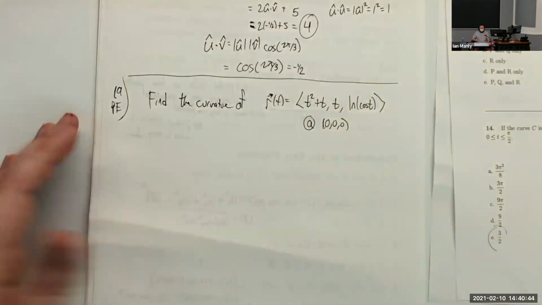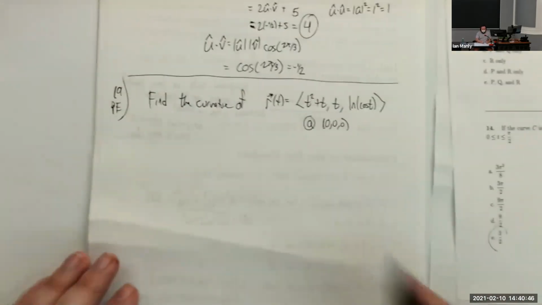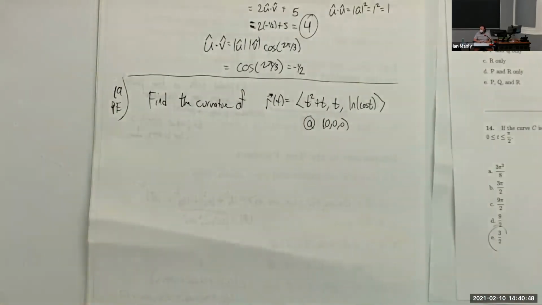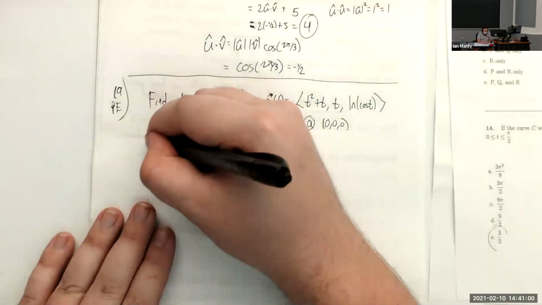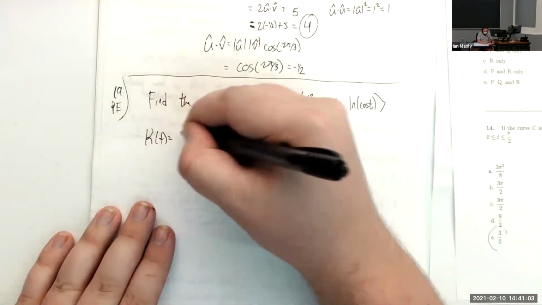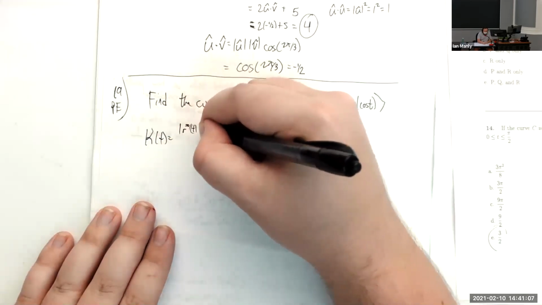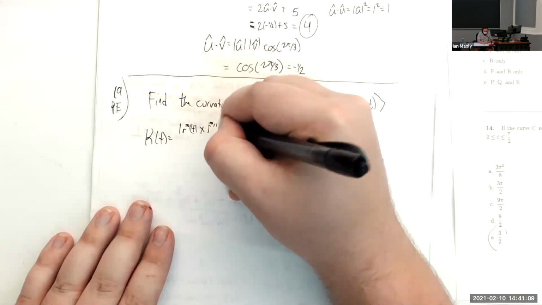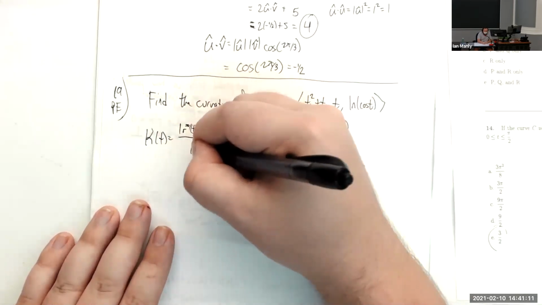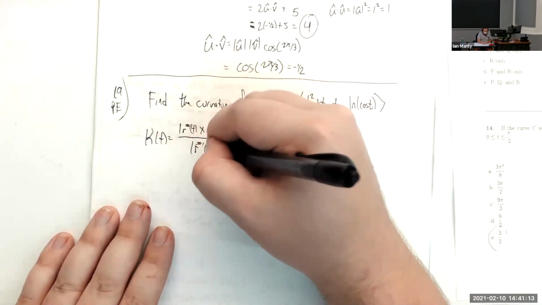All right, so let's go ahead and do the curvature here. Now, when they just give you what R is, and they don't ask you to find the unit tangent vector or anything in addition to this, I would just use the R prime cross R double prime formula. So kappa of t is going to be the magnitude of R prime of t crossed with R double prime of t divided by the magnitude of R prime of t cubed.